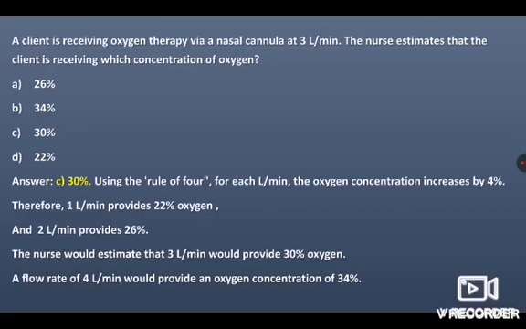Here, the rule of 4 has to be used. For each liter per minute, the oxygen concentration is increased by 4%. The basic is 1 liter per minute, which provides 22% of oxygen. From there onwards, for each liter of increase, we have to add 4%. That is, 2 liters per minute provides 26% of oxygen, 3 liters per minute provides 30% of oxygen, and 4 liters per minute provides 34% of oxygen.